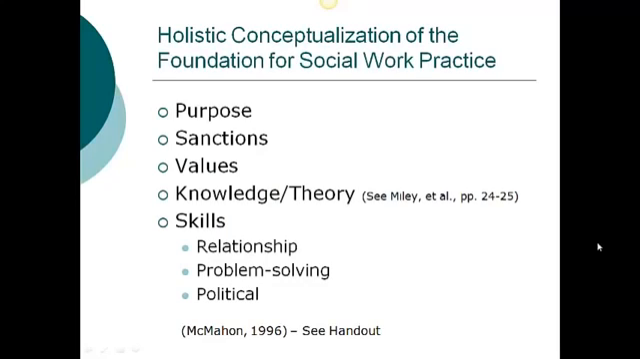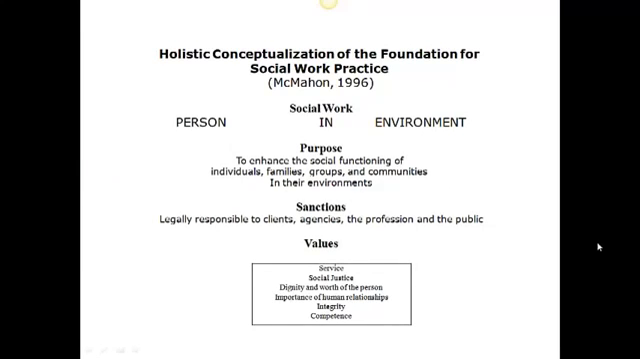McMahon's holistic conceptualization of social work provides a summary of the specific components of the profession in a schematic presentation. This schematic is in the handout that you will find in Doc Sharing as well as in this section. So it includes the purpose, sanctions, values, knowledge and theory, skills such as relationship skills, problem solving, and political skills. I don't want to spend too much time on this, but this is an important overview of the profession, and this is from the handout. This pretty much provides the outline for Social Work Practice 1, which is social work with individuals, families, and small groups, and Social Work Practice 2, which focuses more on macro practice, practice with communities, organizations, and societies.